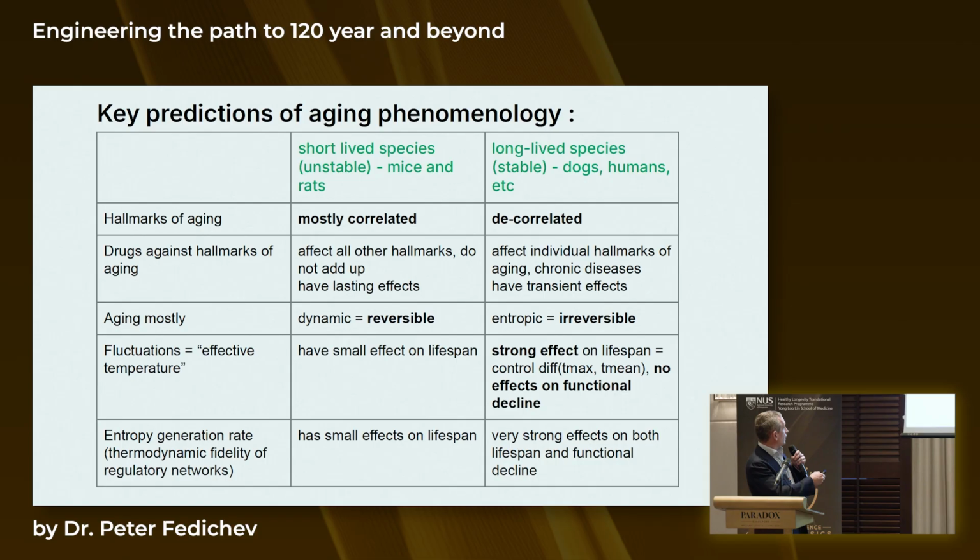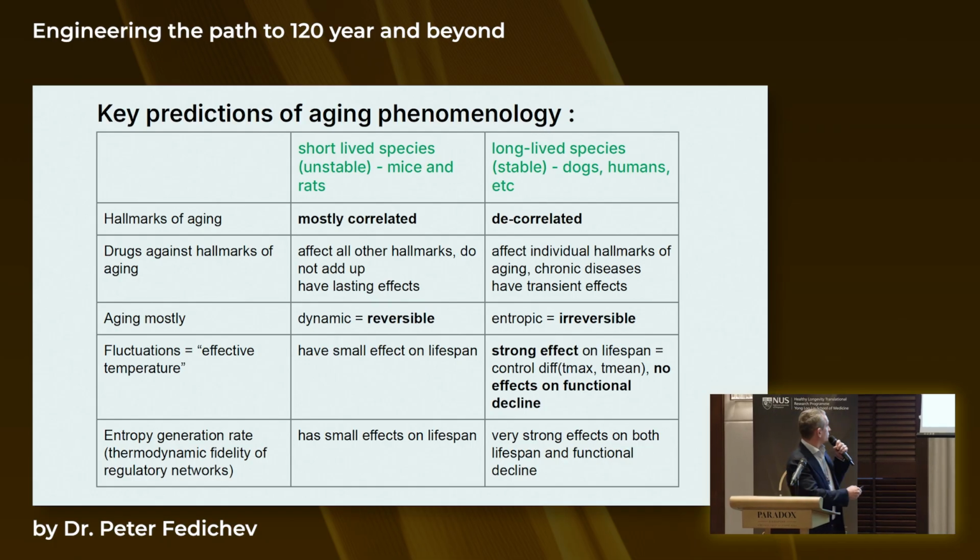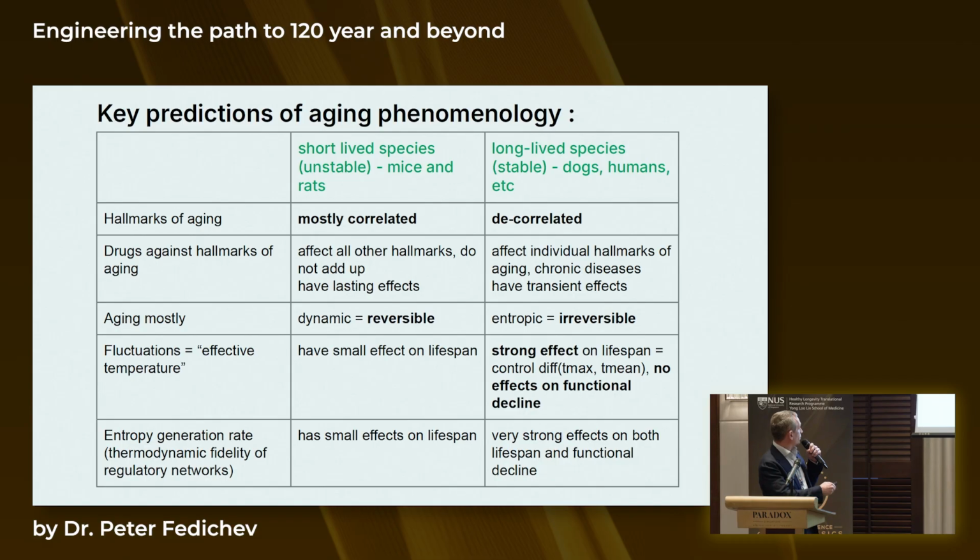This is my last slide. In short-lived species, hallmarks are correlated. You hit one, you reduce all the others. They are decorrelated in long-lived species. That's why we have drugs against individual diseases. Drugs against hallmarks of aging work very well.